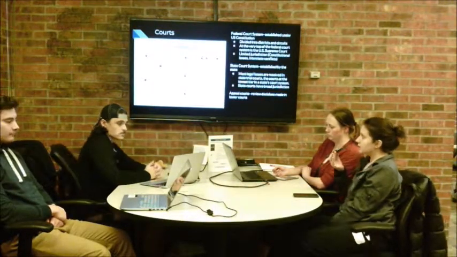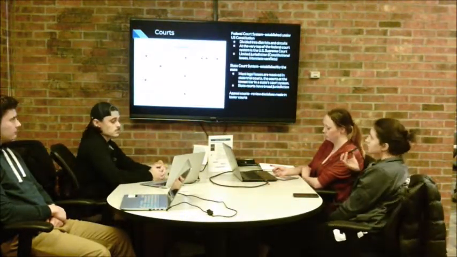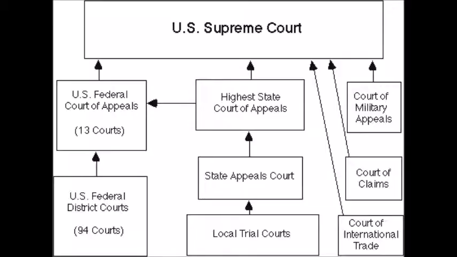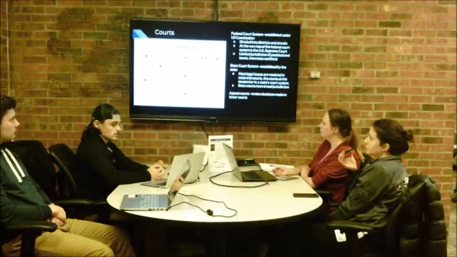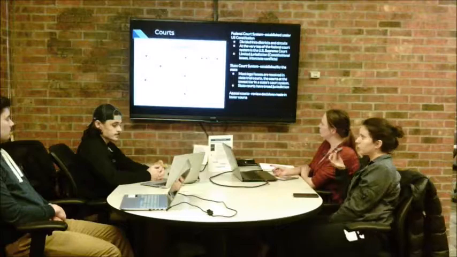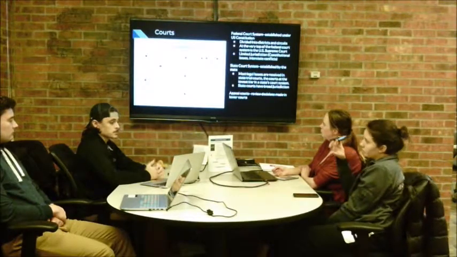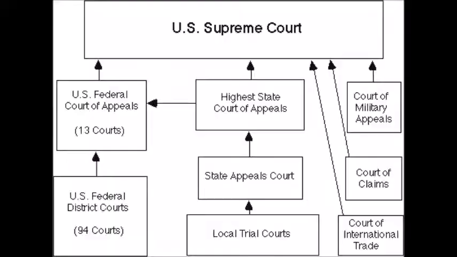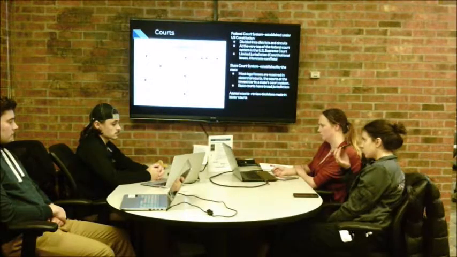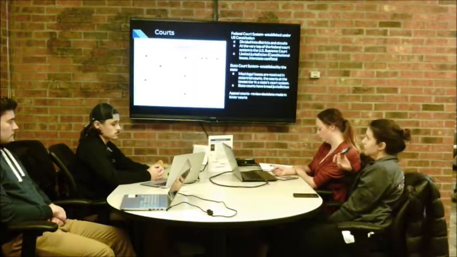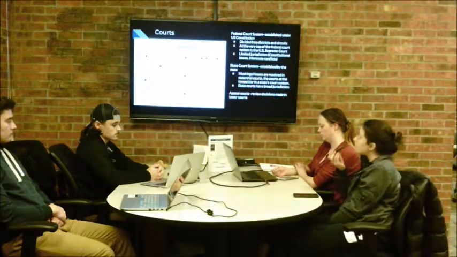As you can see here, there are 3 different sections to the court system in the U.S. There are the federal courts, which start with the U.S. Federal District Court and then move on to the Federal Court of Appeals. There are the state courts, which start with local trial courts and then move on to appeals. And then there are the specialized courts, which include military appeals and the Court of Claims, for instance. And at the very top of the federal court system is the U.S. Supreme Court.